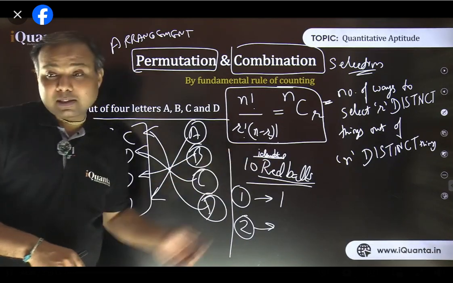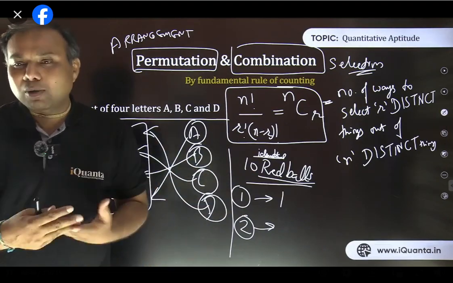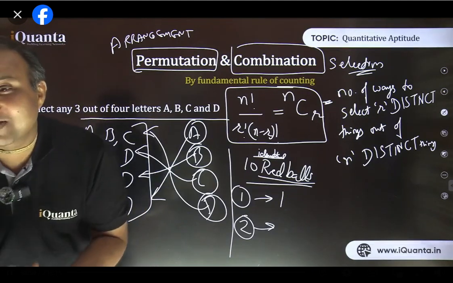Yes, there are 10 identical red balls. These are 10 identical red balls. In how many ways can I select two of them? Only one way. Just pick up any two, na. Arun, what are those 45 ways, Baba?